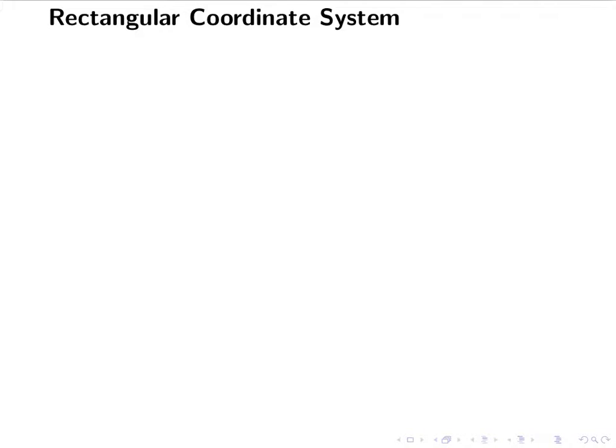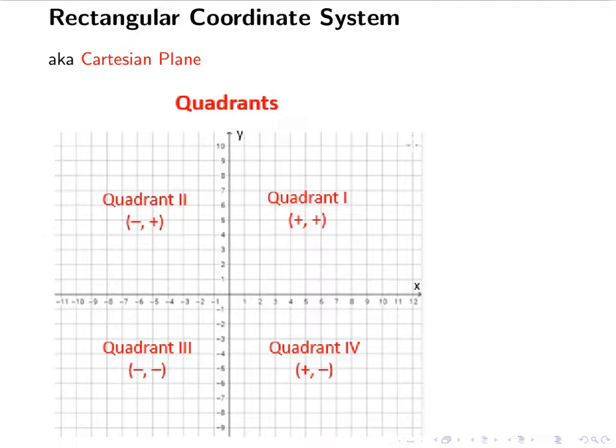Hello everyone, today we're going to look at the rectangular coordinate system. It's also called the Cartesian Plane, and I'm sure you've seen it before. So it looks something like this. We have an x-axis, which is our horizontal line here, and it's called the independent axis.